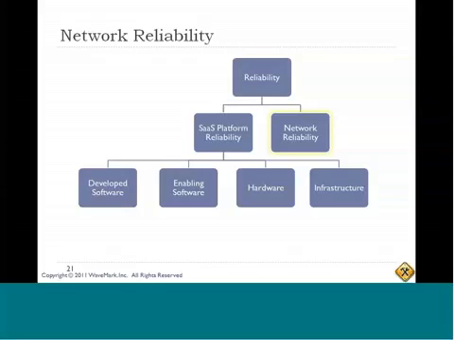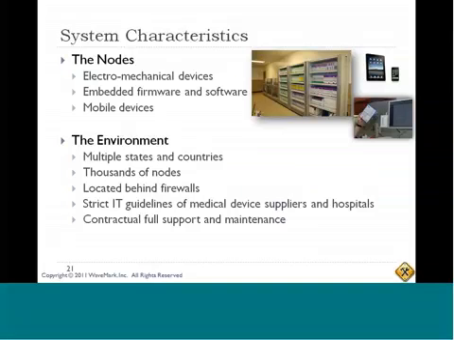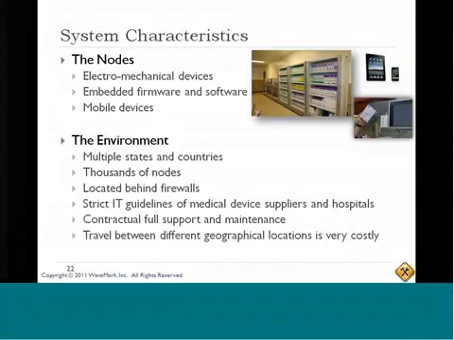Next, we dive into network reliability. And this is, again, talking about now the nodes that are running on the network. So what are the characteristics of these nodes? Again, these are the RFID cabinets, the transaction systems, and the mobile devices. These nodes are electromechanical devices with embedded firmware and software in them. In some instances, they are actually mobile devices.